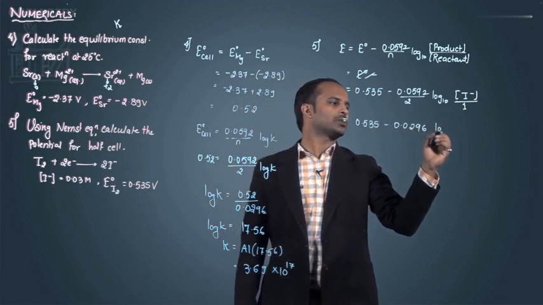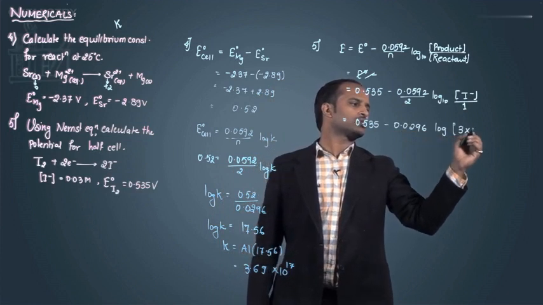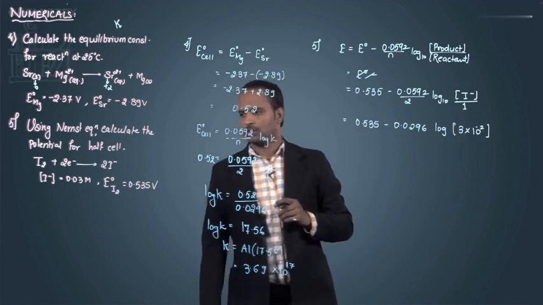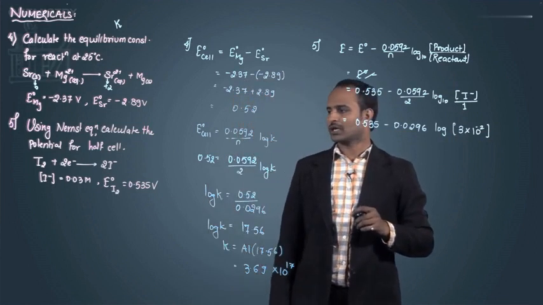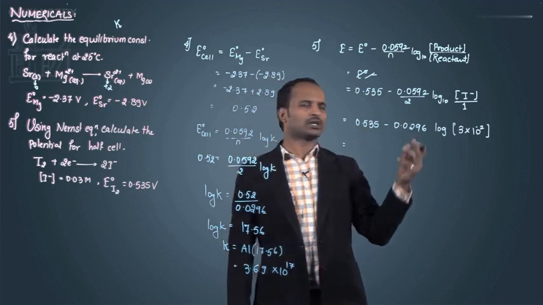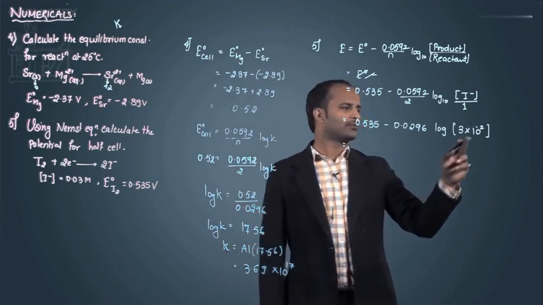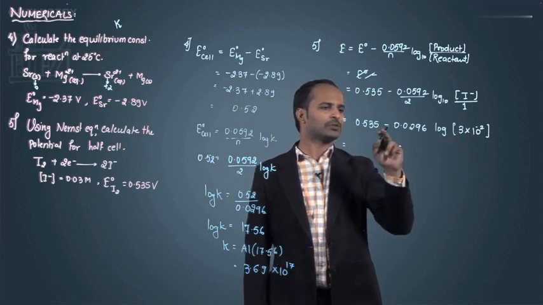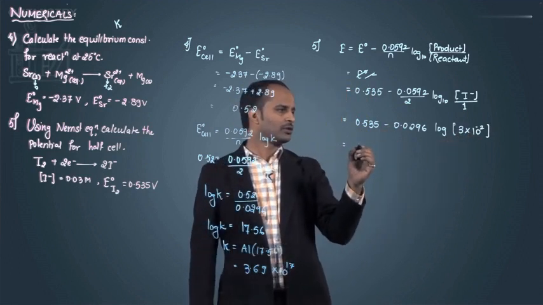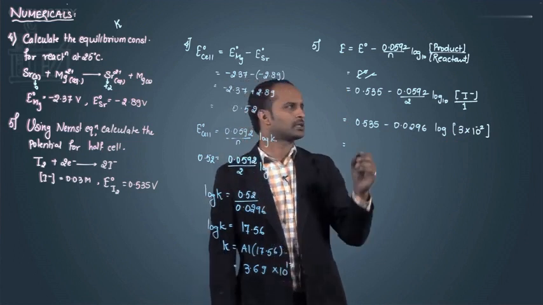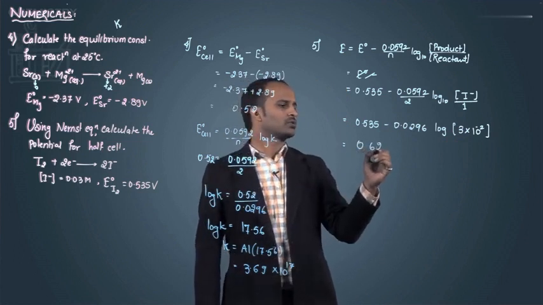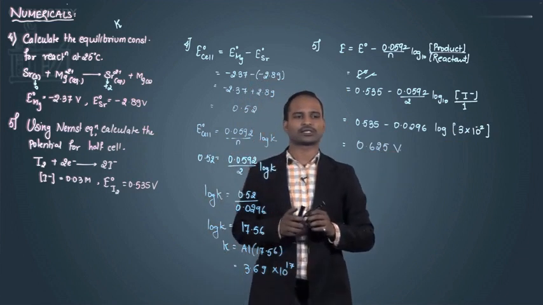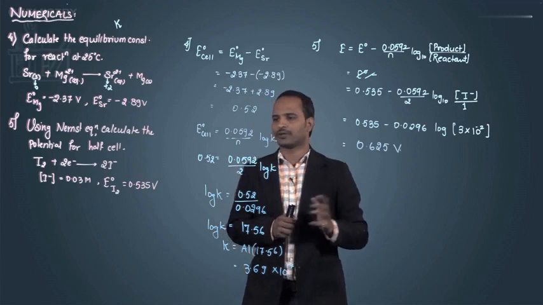0.0296 log to the base 10 of 3 into 10 raised to minus 2. 3 into 10 raised to minus 2: log of 3 is 0.4771, and this is minus 2 log of 10, that means it will become plus, and after solving all you will get 0.625 volt. So this will be the answer for question number 5, the E value.